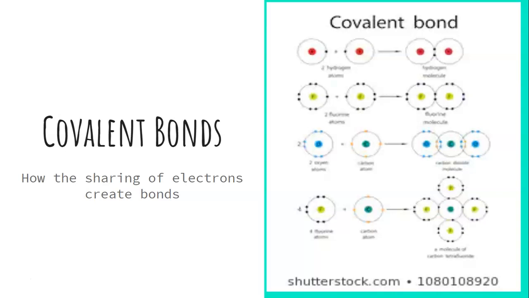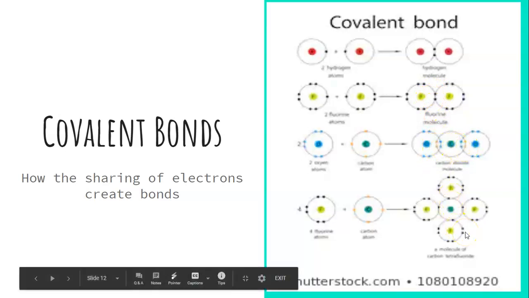So in ionic bonds, they're moving. There's a give and a take. In covalent bonds, there's a sharing. And you can see this in the picture. Okay, you see how there's electrons being shared in the middle here. So we're going to look at that.